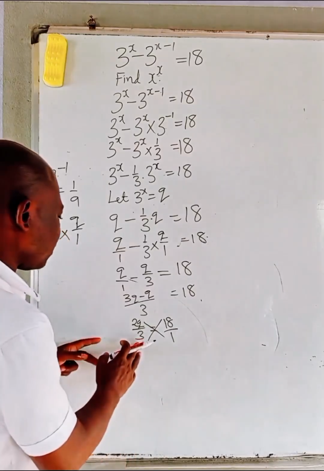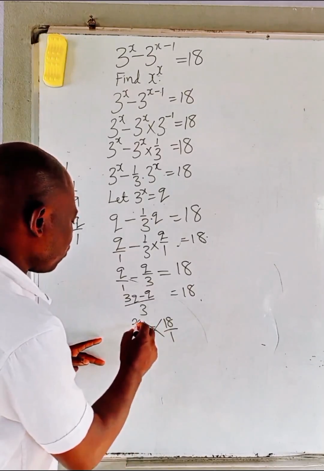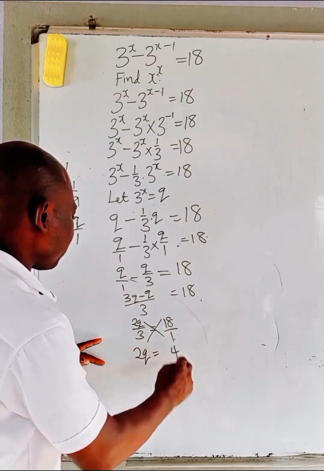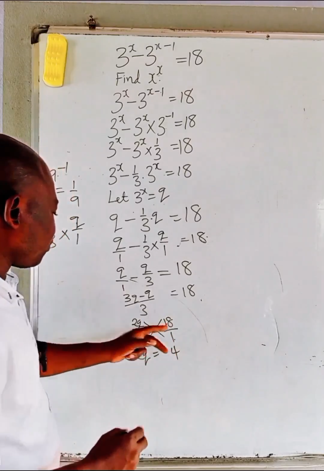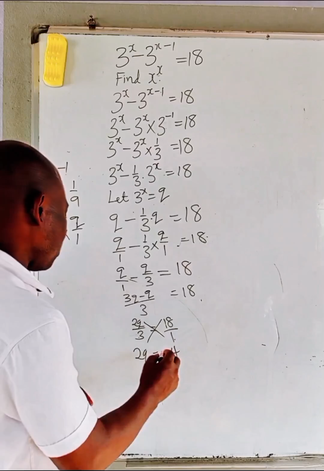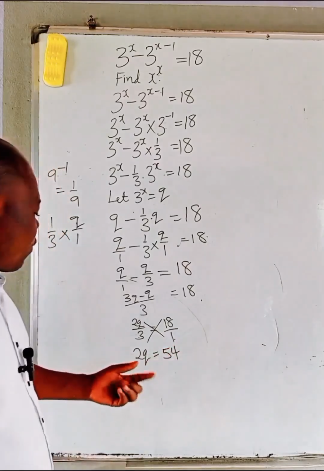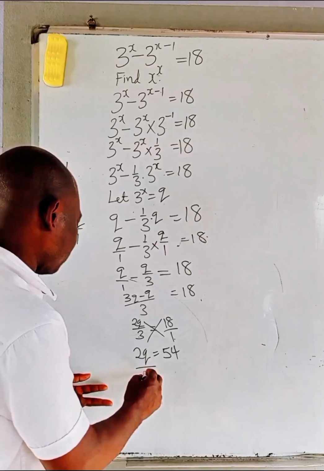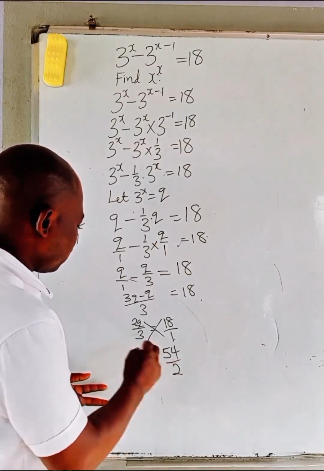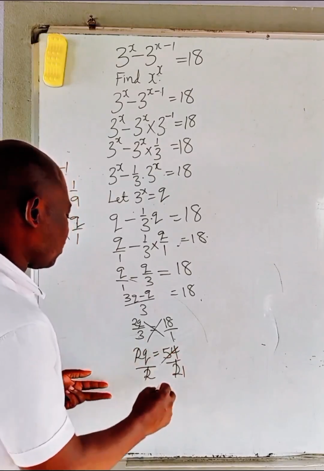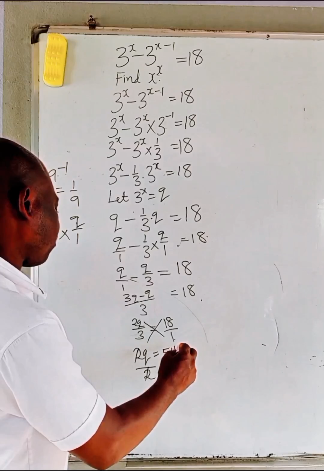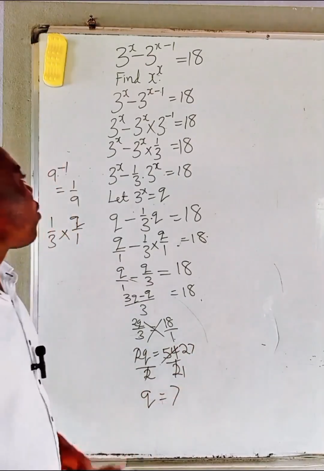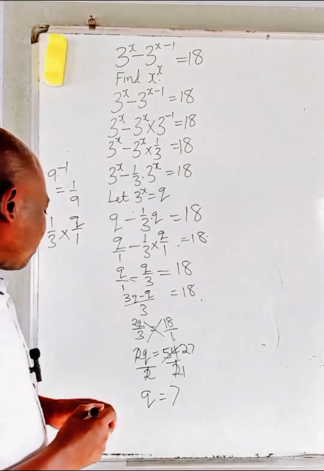So we have 2q equals 3 times 18. 3 times 8 is 24, 4 carry 2. 3 times 1 is 3 plus 2, and then we have 5. We have 54. Now, for us to get the value of q, we divide both sides by the coefficient of q, which is of course 2. Divide by 2: here is 1, and here is 2 and 7, 27. That means q is equal to 27. The value of q in this expression is 27.